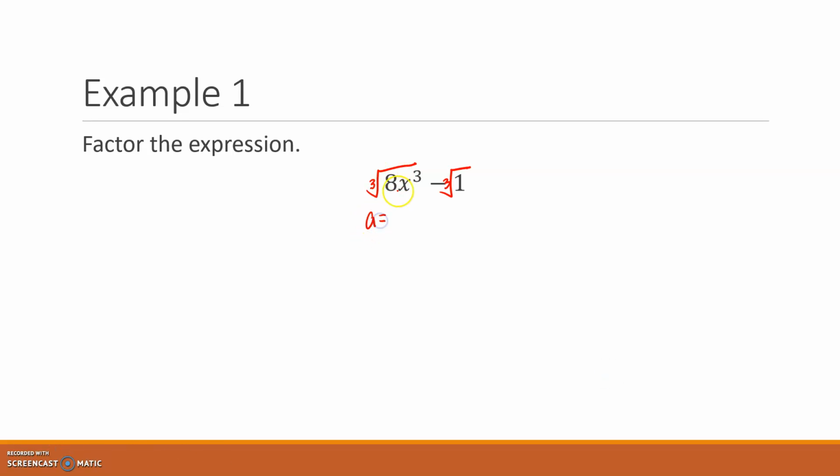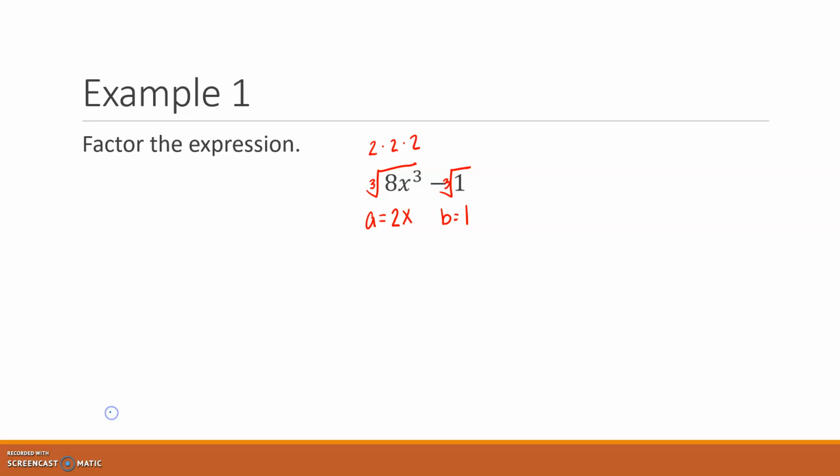So when I take the cube root of 8, I'm looking for a number that multiplied by itself 3 times gives us 8. I'm not doing 8 divided by 3. Please don't do 8 divided by 3. But if I look at 2, 2 times 2 is 4, times 2 is 8. So the cube root of 8 is 2, and then the cube root of x cubed is just x. The cube root of 1 is 1.